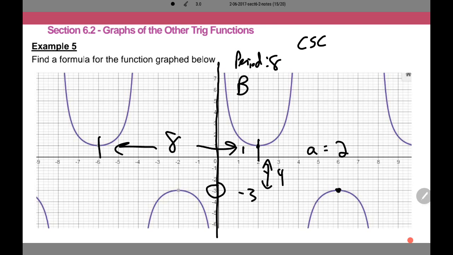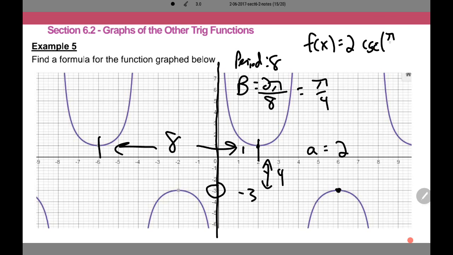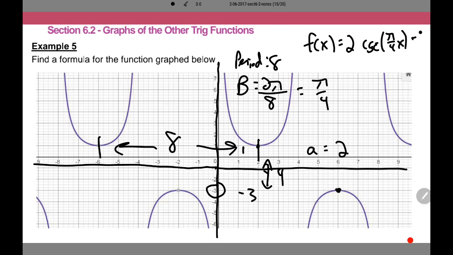And just like before, we're going to do 2 pi divided by 8, since this is just like sine, and that gives me pi over 4. So that means my function is going to be 2, and I've got cosecant of pi over 4x, and then in the middle of these, kind of the midpoint line, this has been shifted down 1.